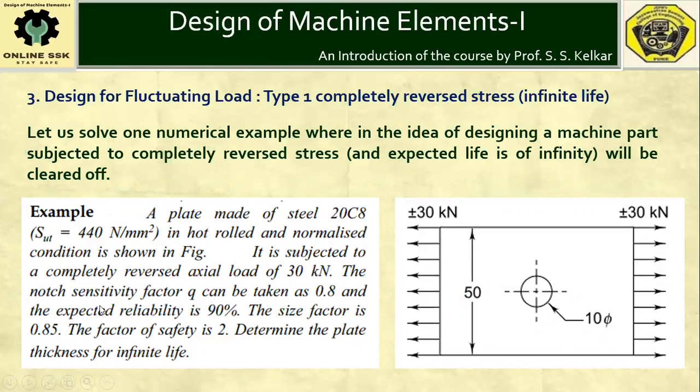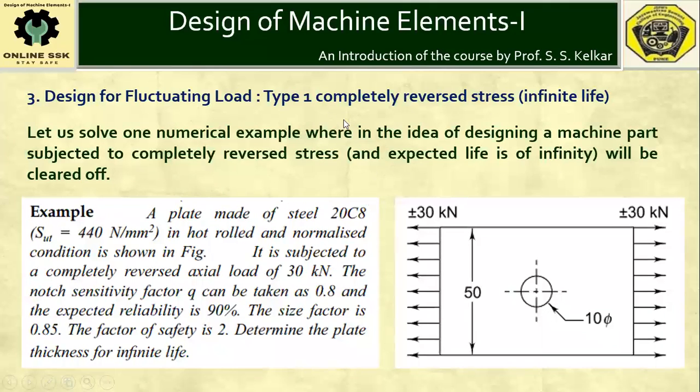To clear the idea, let us solve one numerical where designing the machine part subjected to completely reverse stress and expected life of infinity will be clear. So this is type 1: completely reverse stress, infinite life. Type 2: completely reverse stress and finite life. Type 3: fluctuating stress using Soderberg line, Goodman line or Gerber line. And type 4: fluctuating stress using modified Goodman line.